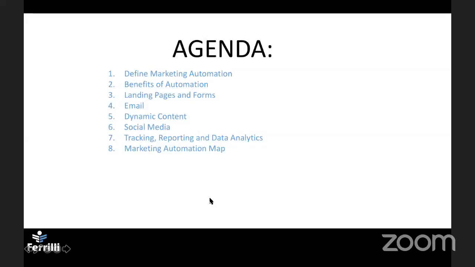Okay, today's agenda. First, we're going to start by taking a look at defining what marketing automation is. We'll review its benefits, take a look at some of the processes that can be automated, and discuss tracking and data collection.